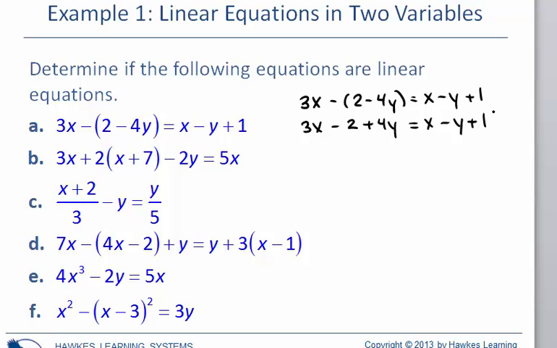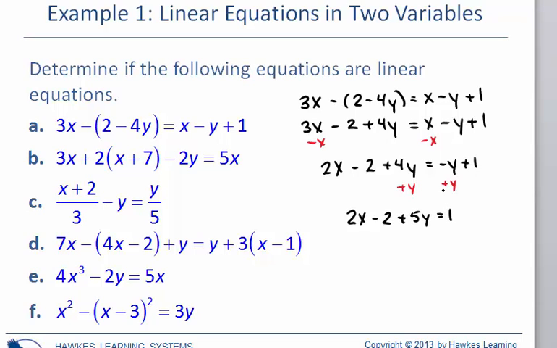We're now going to get all of the x's on one side. So we'll do that by subtracting an x from both sides. So that's going to give me 2x minus 2 plus 4y is equal to negative y plus 1. We'll now get the y's on the left side as well. We'll do that by adding a y to both sides, which is going to give me 2x minus 2 plus 5y is equal to 1.